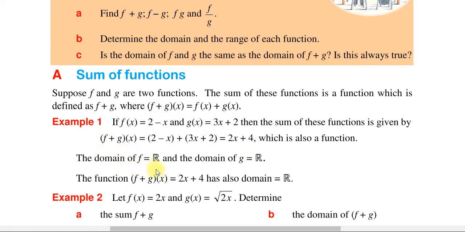The domain of f is the real numbers, so the domain of f equals R, and the domain of g is R. That means both g and f have the same domain, which is the real numbers.